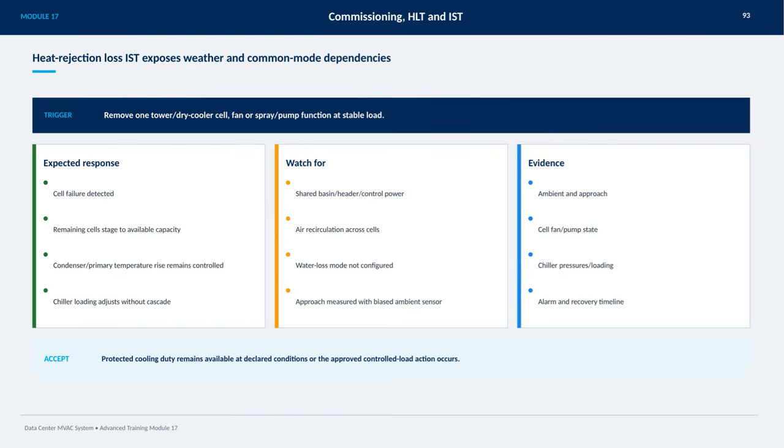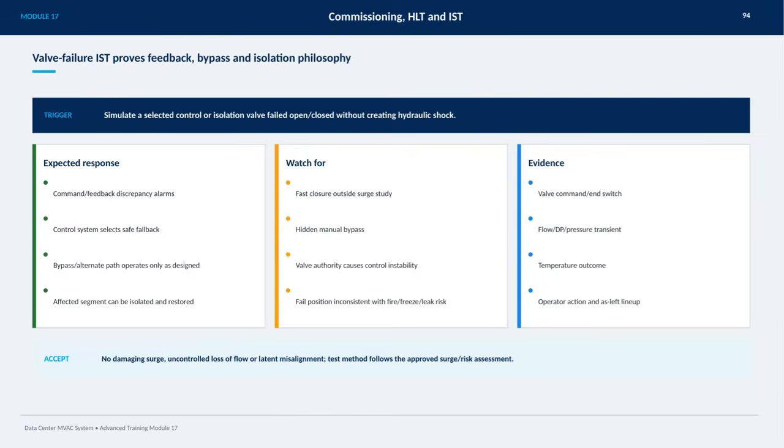To confirm the system's performance, we look at evidence such as ambient and approach temperatures, the operational state of cell fans and pumps, chiller pressures and loading, and the timeline for alarms and recovery. Ultimately, the goal is to ensure protected cooling duty remains available under declared conditions, or that the approved controlled load action takes place effectively. On this slide, we focus on the valve failure IST, which is a crucial test that verifies our feedback, bypass, and isolation strategies.